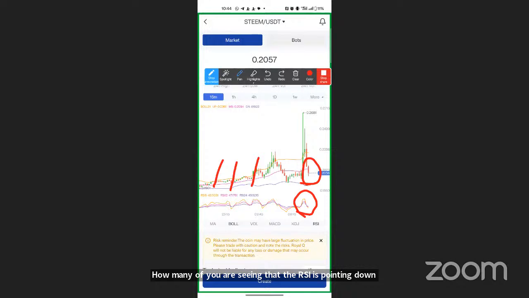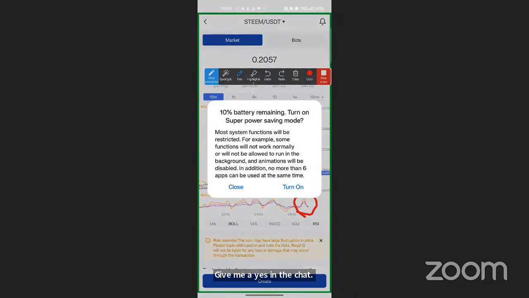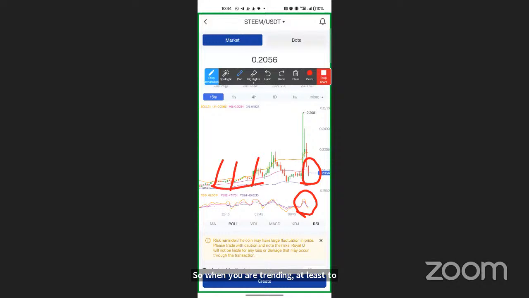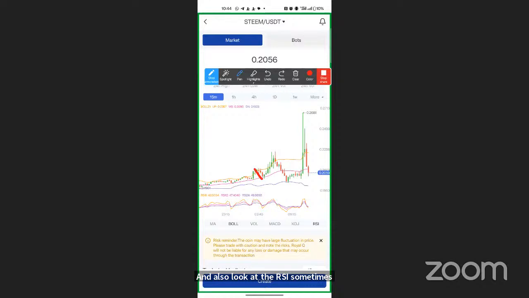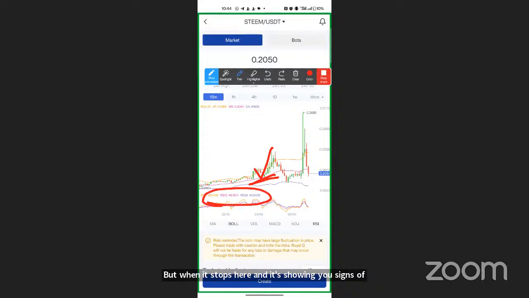Give me a yes in the chat. So when you are trading, at least look at the Bollinger Band and also look at the RSI. Sometimes the market may stop on this second line and go up. But when it stops here and is showing you signs of going up, how does the RSI read? You are now adding two things because you need a confluence. You need to look at a market and be able to find out what are more chances of this coin going in my favor than going against me.